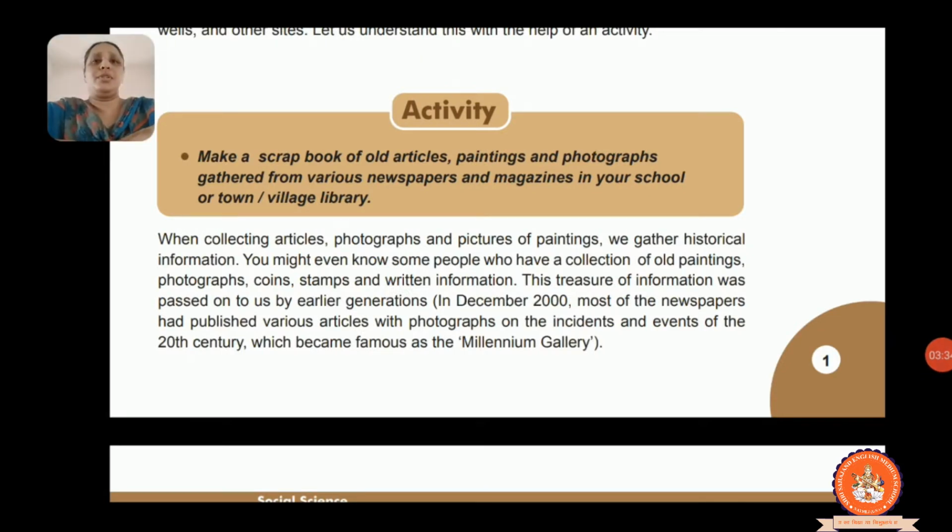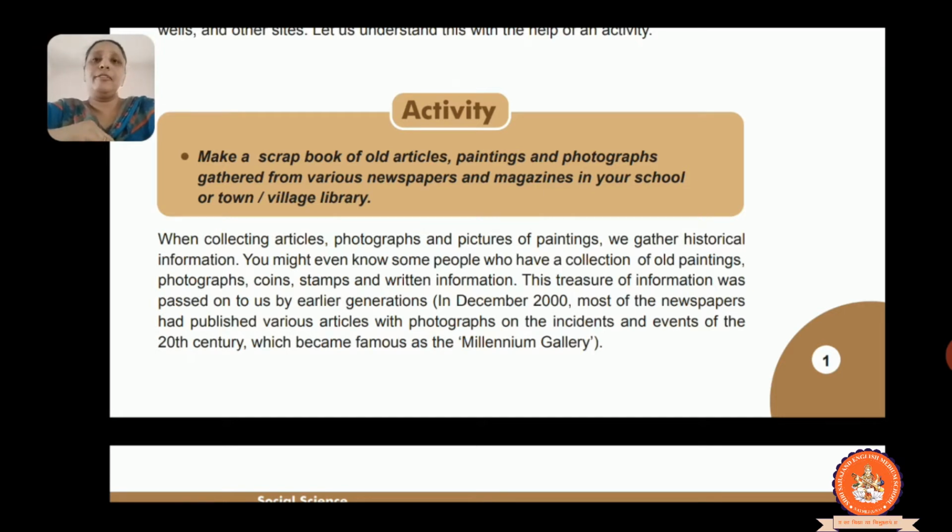All this information is collected from articles, photographs, paintings, and historical information. Maybe you can see in your town and village various old temples and the history behind them. Maybe you have heard that something situated in your town has a history from ancient times. Now, we have photographs, coins, stamps. They are all proof of how people lived at that time and what things they used.